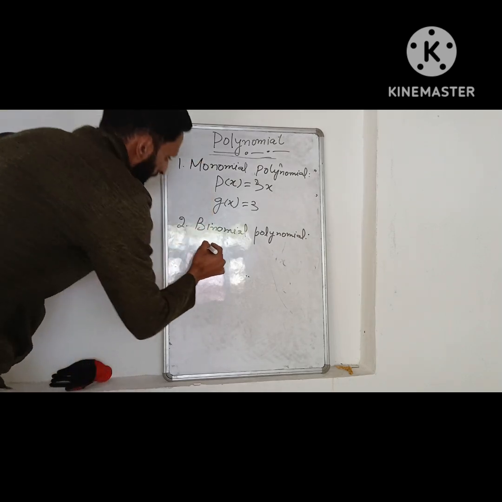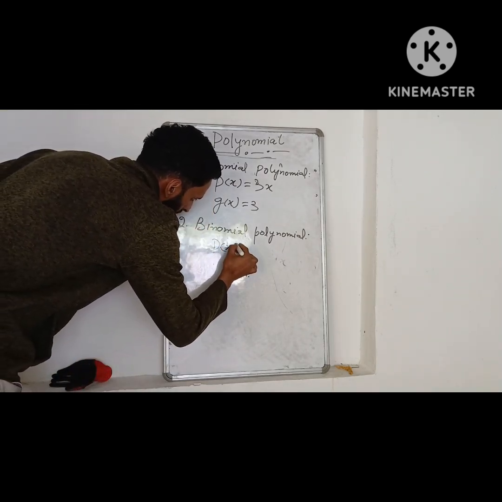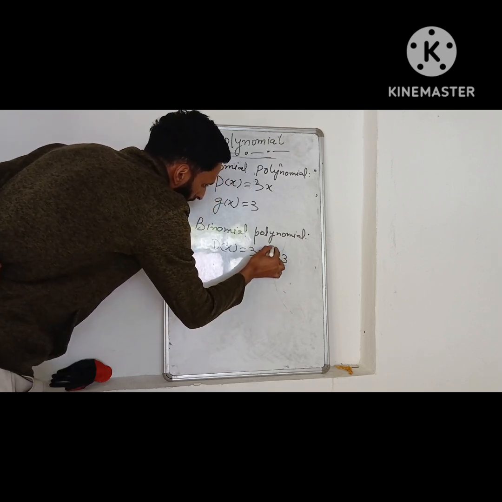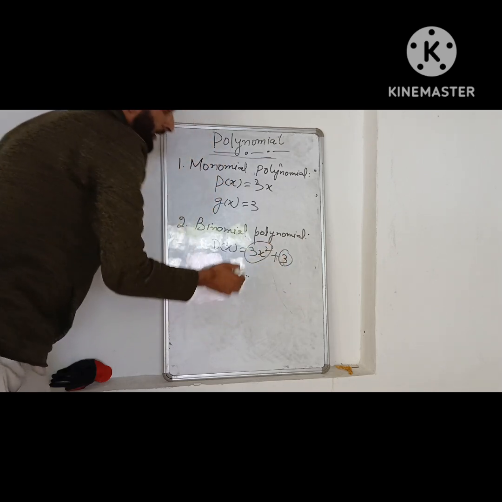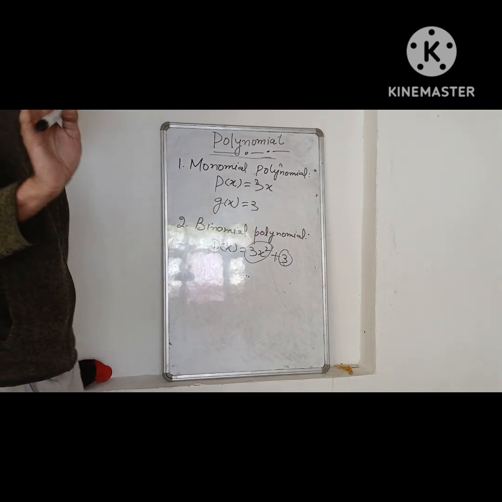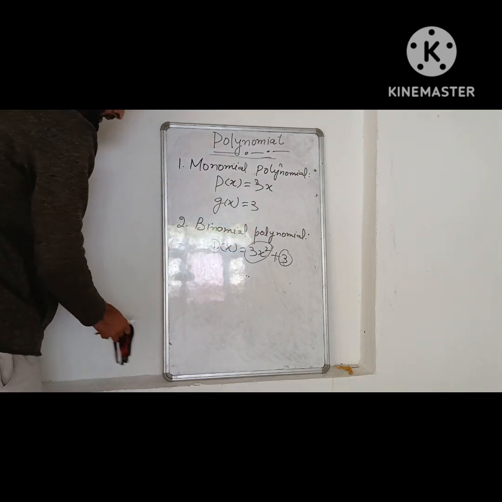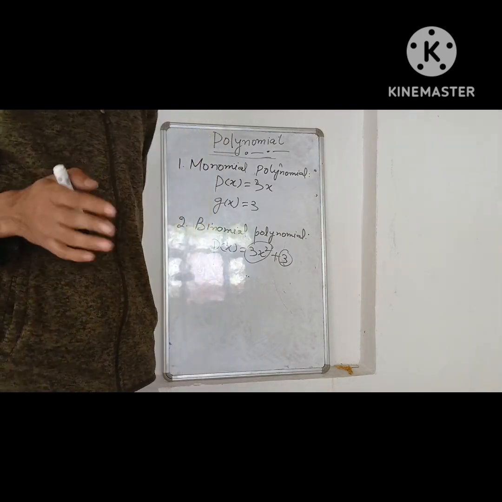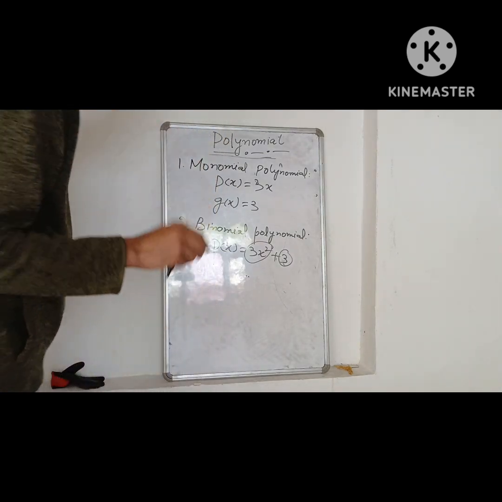Okay. Say I am taking the example p of x is equal to 3x square plus 3. Here one term is this and the next term is 3. Total terms are 2. So we call these types of polynomials binomial polynomials. Next, if there are 3 terms, then we call that a trinomial. Similarly like that.